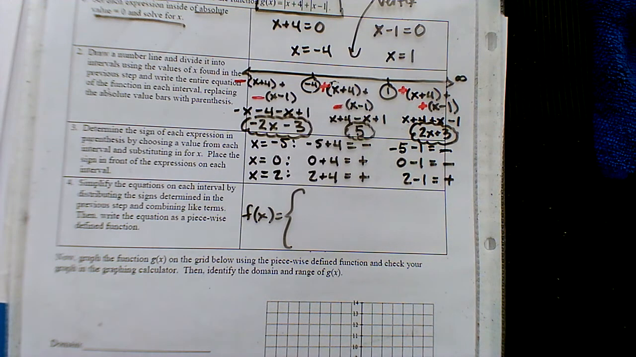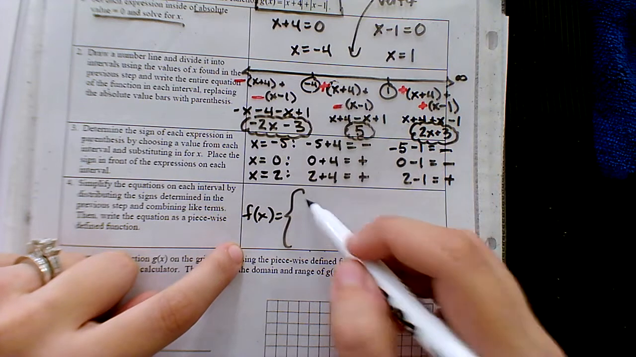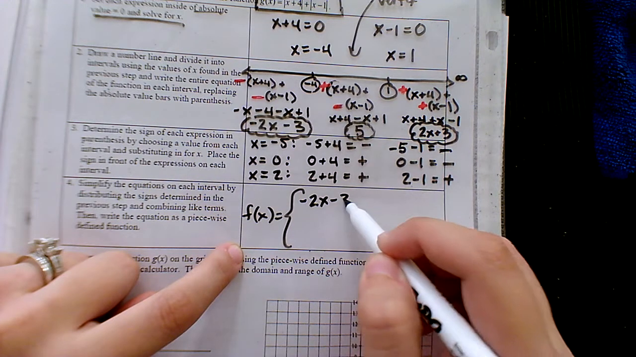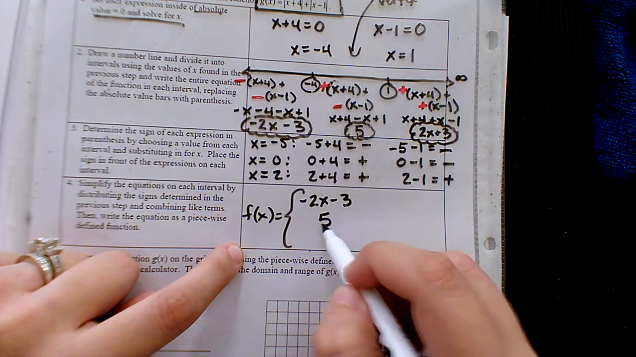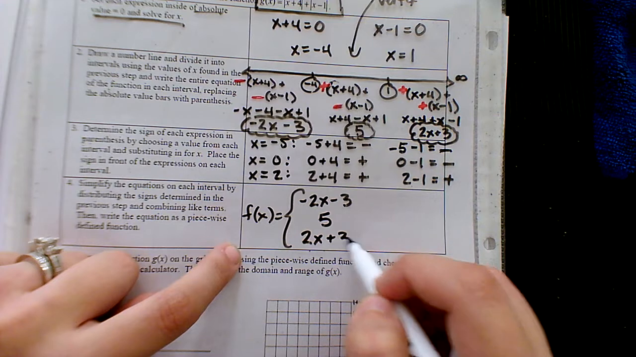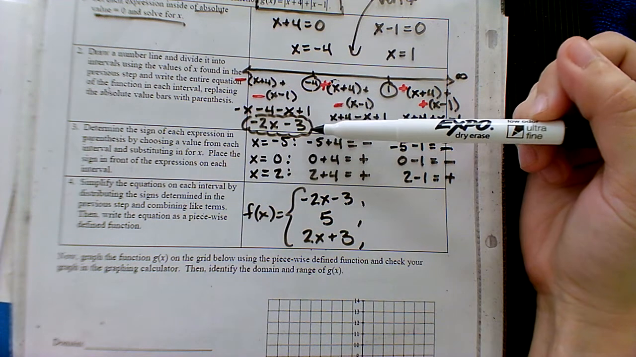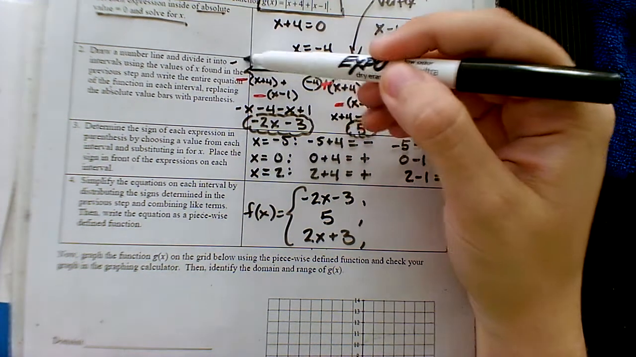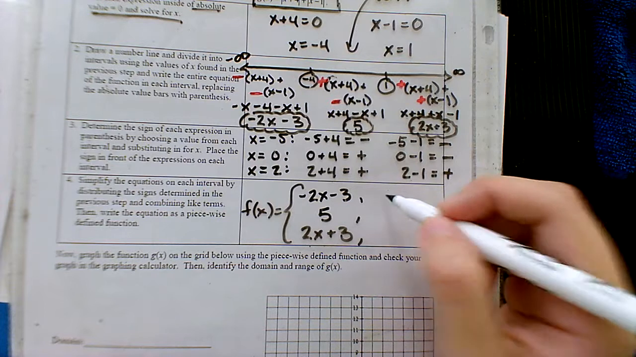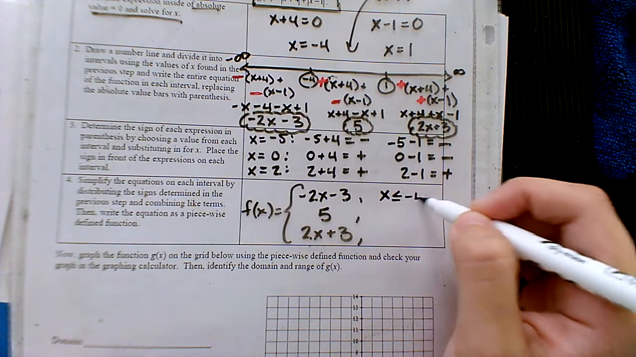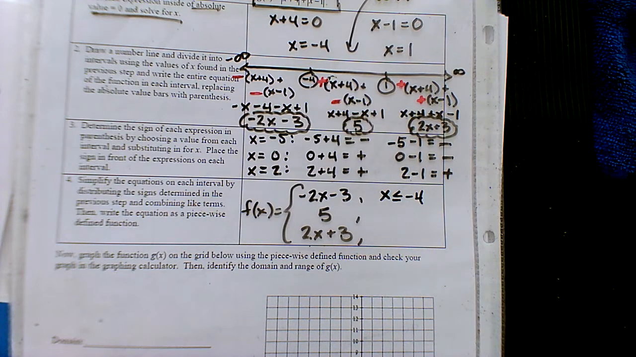All right, so we've got to bring all of this analysis together to write our piecewise function. So the equations we had were negative 2x minus 3, 5, and then 2x plus 3. And then we'll use the number line to help us with the constraints. So the first equation showed up from negative infinity to negative 4. So those are x values less than negative 4.